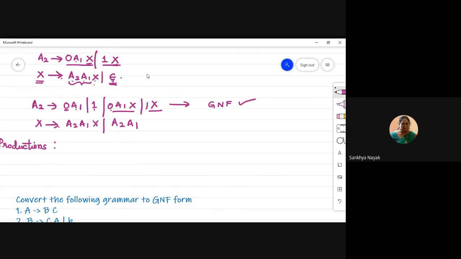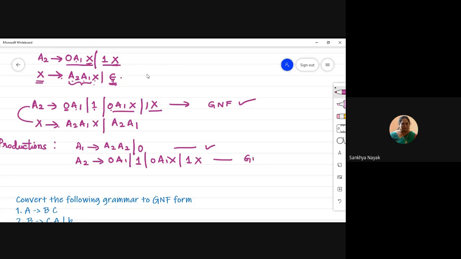So what was that? A1 derives A2, A2 or 0. This will be my one production now. And the second production we wrote in these terms, that is A2 is equal to 0A1 or 1, 0A1x or 1x, correct? And this is already in GNF format.